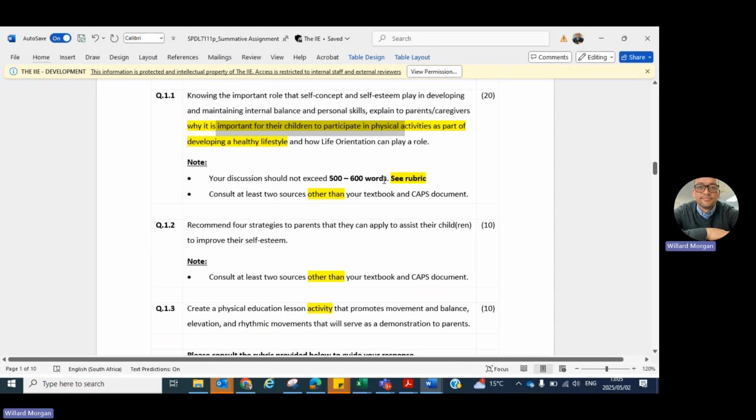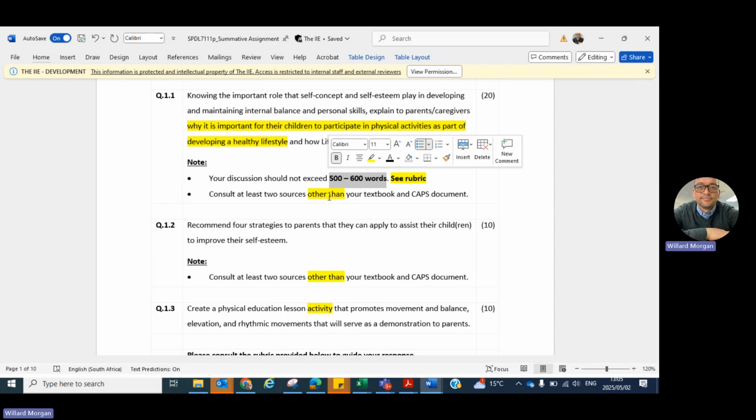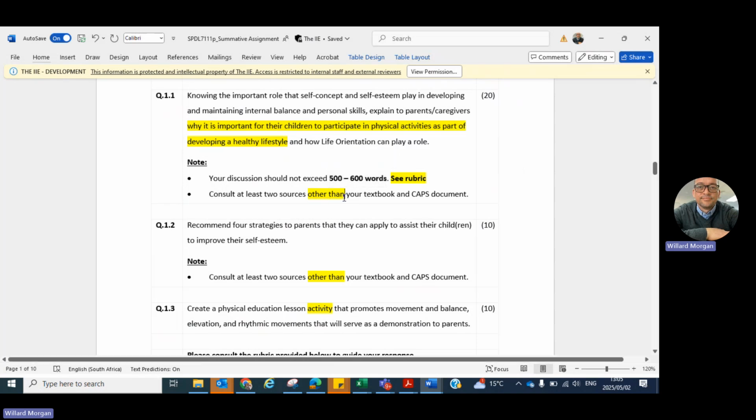I'll go to the rubric now because that's where the structure really is for your answer. But in terms of word count, keep this word count in mind when we look at the rubric, and we'll start breaking it up more or less. There's no script here that you must spend 100 words on the introduction, 50 words on this, nothing like that. But I'm going to talk very broadly around it, and I want you to figure out what works for you. It is very clearly stated: two sources other than your textbook and CAPS. That's repeated throughout all the questions, and they are marked dedicated in the rubric to other sources.